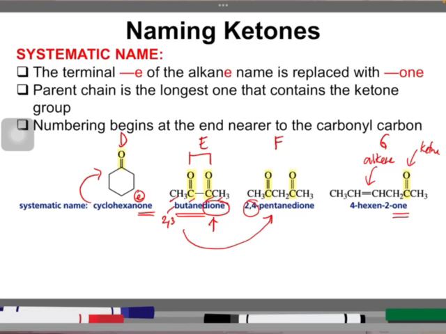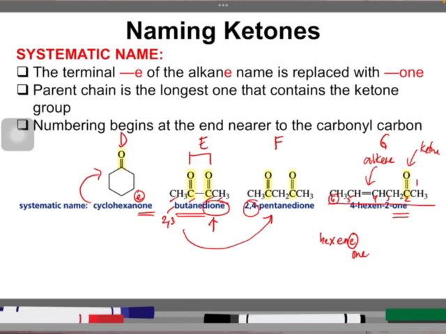Yan. And then, let's assign the number. So, sabi nga is, we start from the end na mas mauuna nating ma-encounter yung ketone group. So, we start from the right. This is 1, 2, 3, 4, 5, 6. So, 6 carbons. So, that's hexane or hexene. So, siya ngayon ay hexene. Hexene siya kasi may double bond. So, you drop the E, you make it -one. So, hexenone.